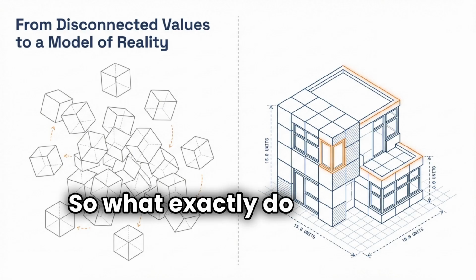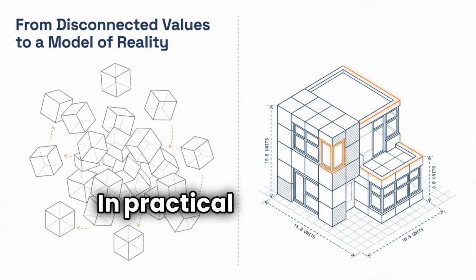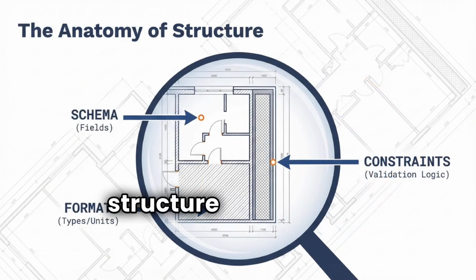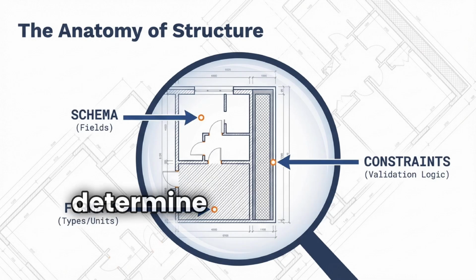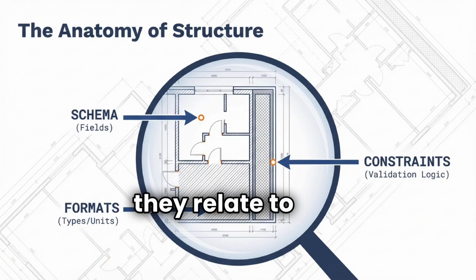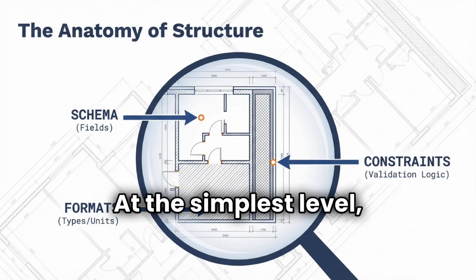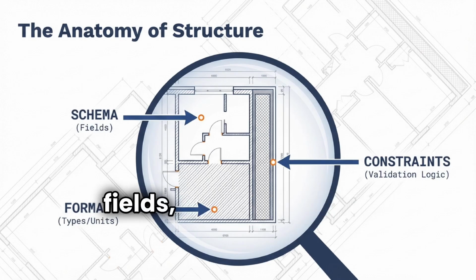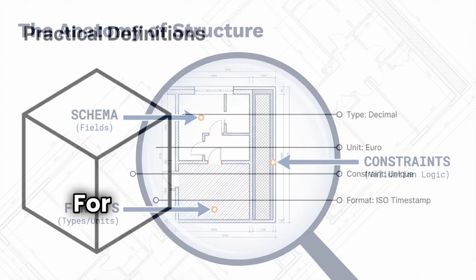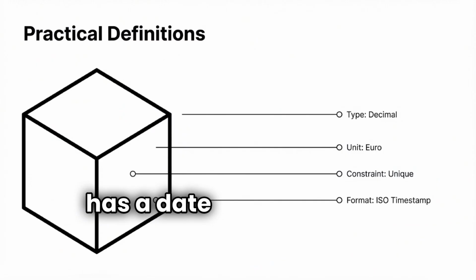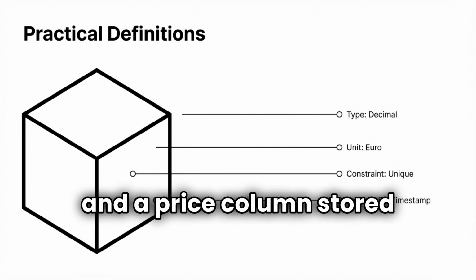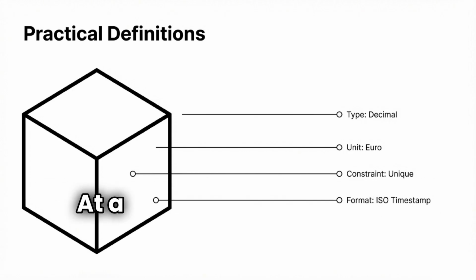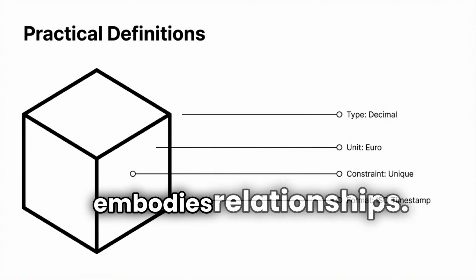So what exactly do we mean by data structure in practical terms? Data structure refers to the schema, formats, constraints, and relationships that determine how individual pieces of information are represented and how they relate to one another. At the simplest level, structure specifies fields, types, and units. For example, that a dataset has a date column, stored as an ISO timestamp, and a price column, stored as a decimal in euros. At a deeper level, structure embodies relationships.